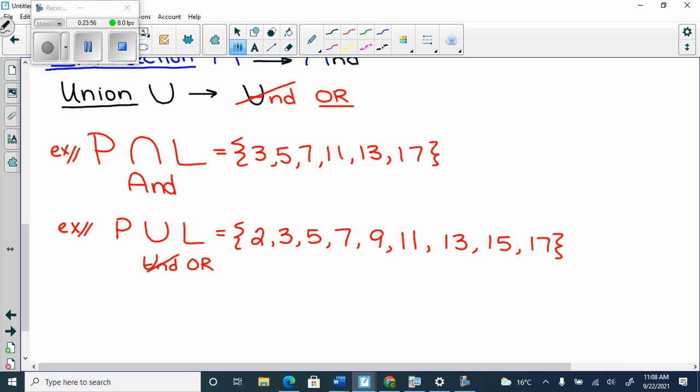Because with the and you have to be in both. And with the or you can be in either or and get listed, correct? When's the only time your and and your or will result in the same answers? Anyone know? And means both, correct? And or means either or. When is the chance you're going to get both of them to be the exact same with and and or?